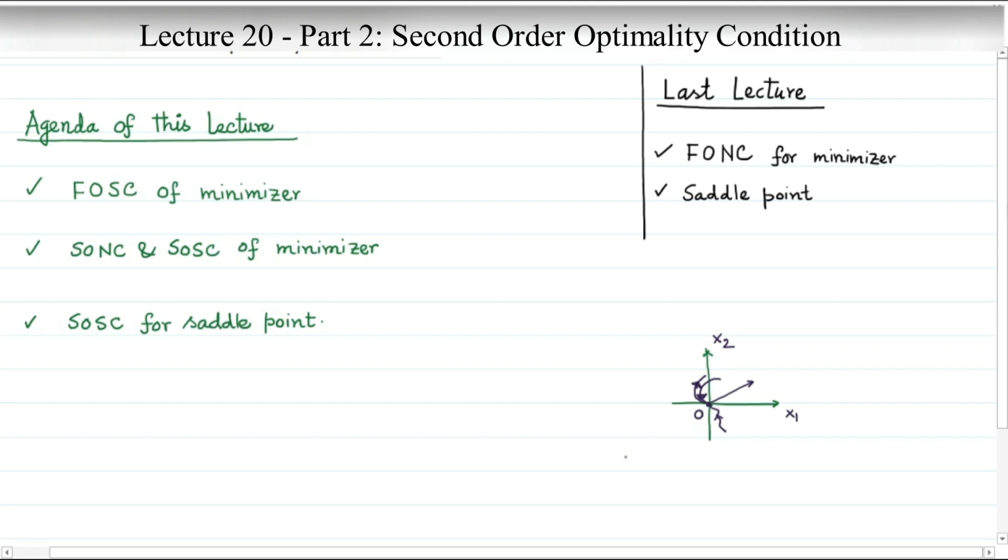Well, so that we have seen with the example given by Peano, and now today we will continue our discussion with first order sufficient condition, or FOSC, a common abbreviation in any optimization book. Mostly you will see these abbreviations used: FONC for first order necessary condition, FOSC for first order sufficient condition, SOSC for second order sufficient condition, and so on. Today we will start with the first order sufficient condition for a minimizer. Then the second order necessary and sufficient conditions for a minimizer will be discussed. Towards the end of the class, we will discuss the second order sufficient condition for a saddle point.